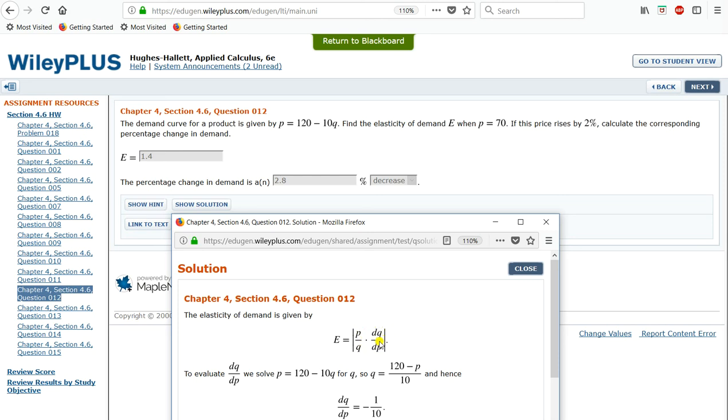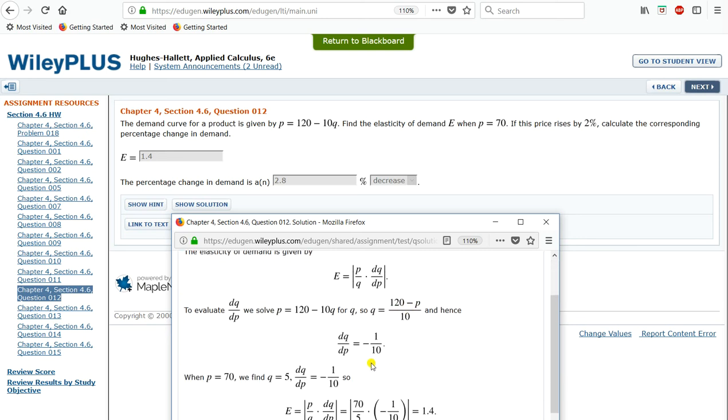Now, in this formula, we are taking the derivative of the Q function, dQ over dP, and we are given dP only. So the first thing is you must solve this given P for Q, because you are taking dQ first. dQ in terms of P. So once you solve for Q, which is 120 minus P over 10, then you can find dQ over dP.